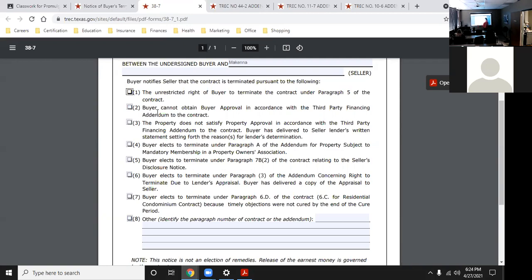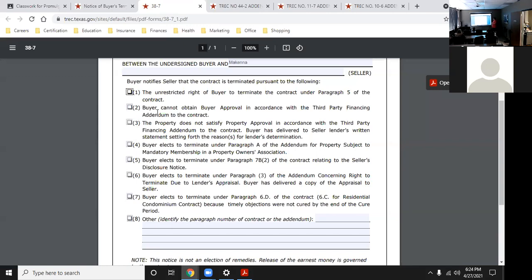Box 4, the buyer elects to terminate under paragraph A of the addendum for property subject to mandatory membership in a property owners association. We'll go through that addendum in a second. But basically paragraph A, you would, as a seller, inform the buyer of what all you have to pay for. So if we go under contract and then suddenly I realize, oh man, I owe $3,000 a month in my HOA fees, I'm not doing that. Then this is the box where, once you get that, you have a certain amount of time to back out based on what comes back in that form.